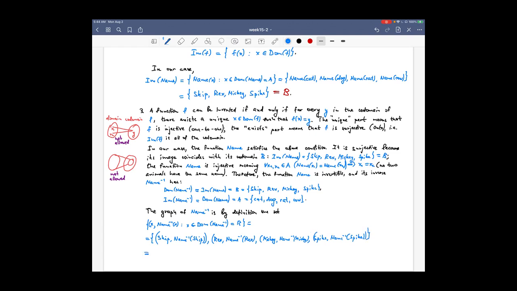And computing these values, we find that this set is Skip. Name inverse of Skip is cat. Then Rex, name inverse of Rex is dog. And Mikey, name inverse of Mikey is rat. And finally Spike, name inverse of Spike is cow.